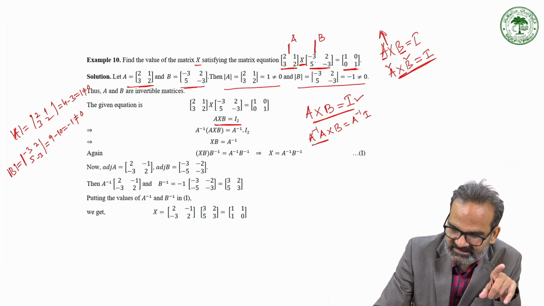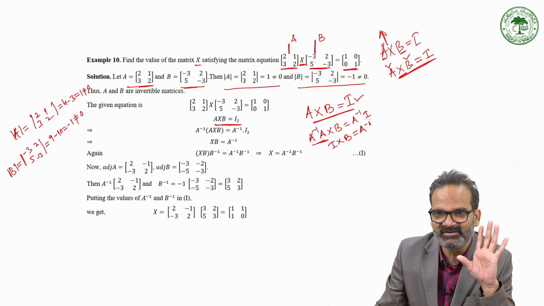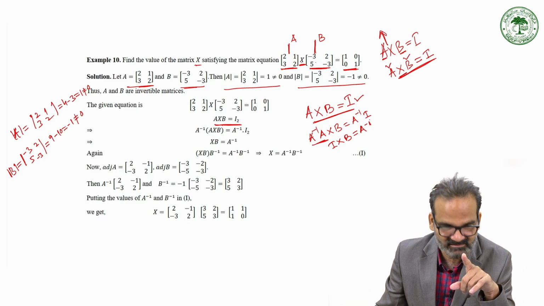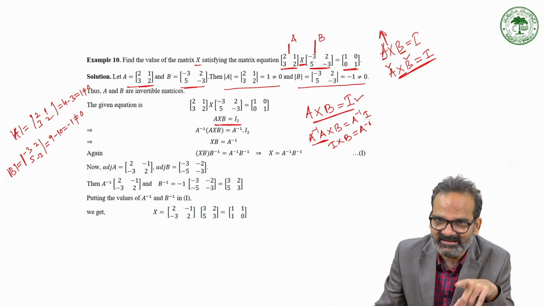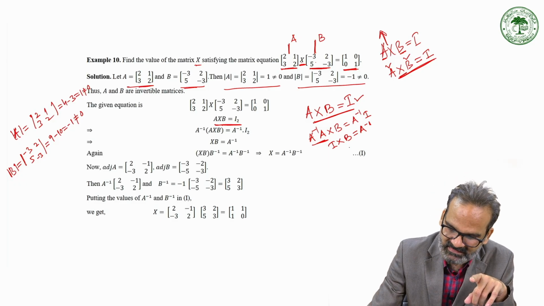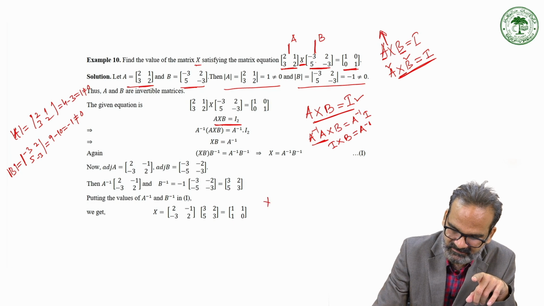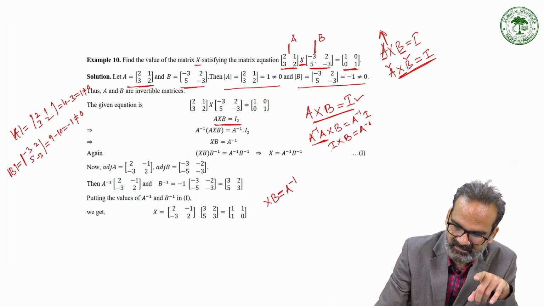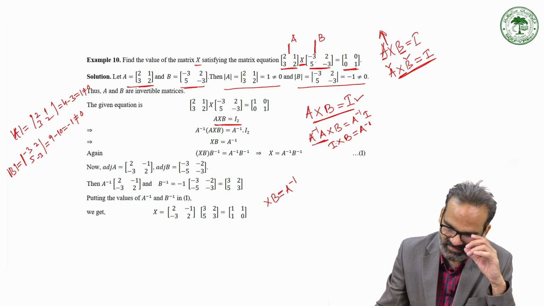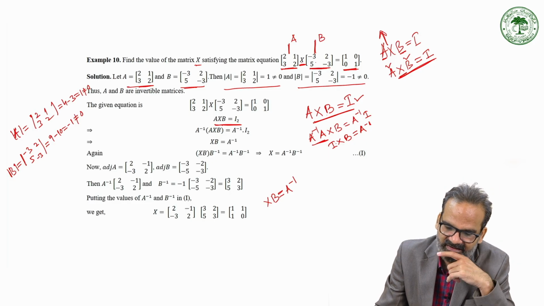See, A inverse into A is I. This is X as it is, this is B, and this is equal to A inverse I, which gives you A inverse. Clear? A has been removed from our equation, right? Similarly, we can now remove B. So I into X gives you X, so XB is equal to A inverse.